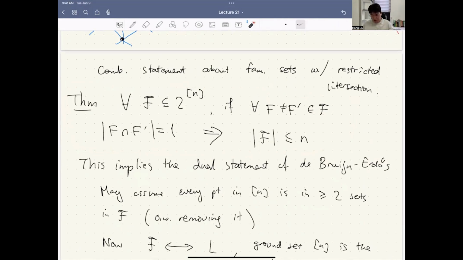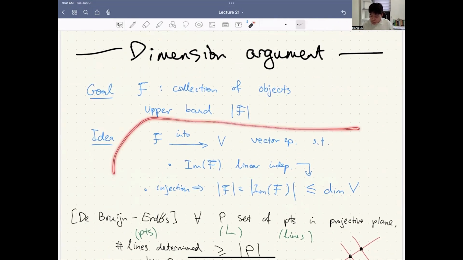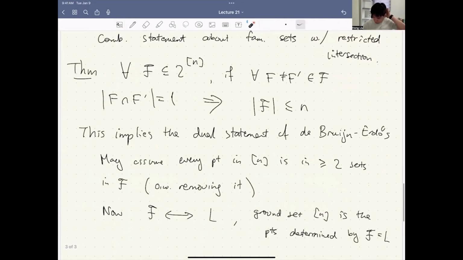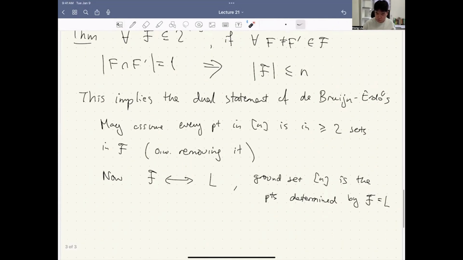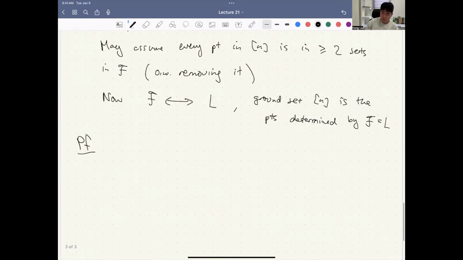We said it's going to be a dimension argument. So we want to map it to some vector space linearly independently. Proof. This one is actually quite simple. So what we're going to do is look at the incidence matrix.